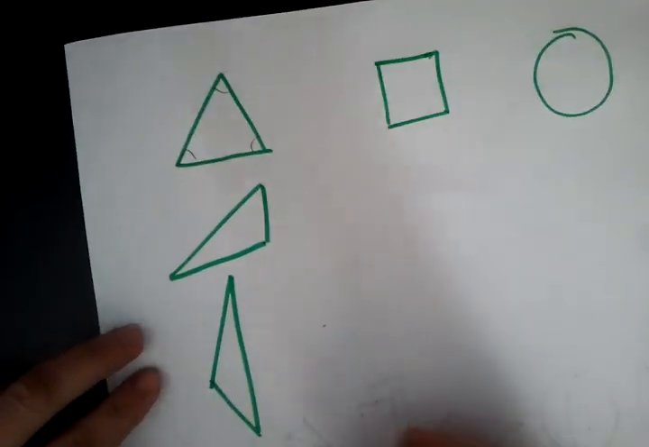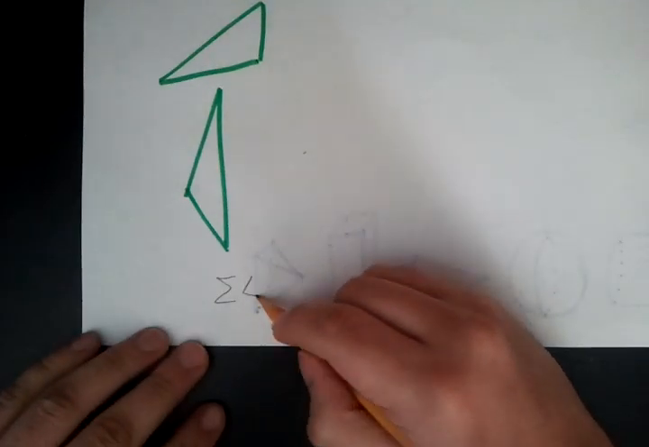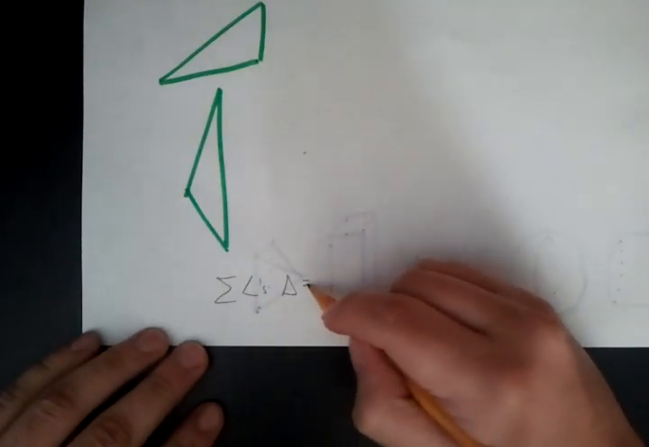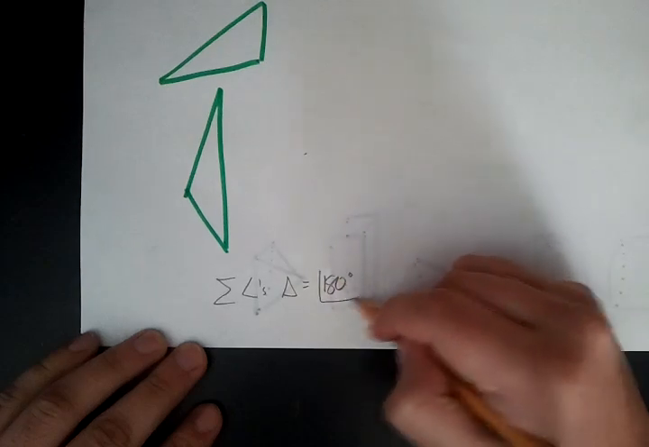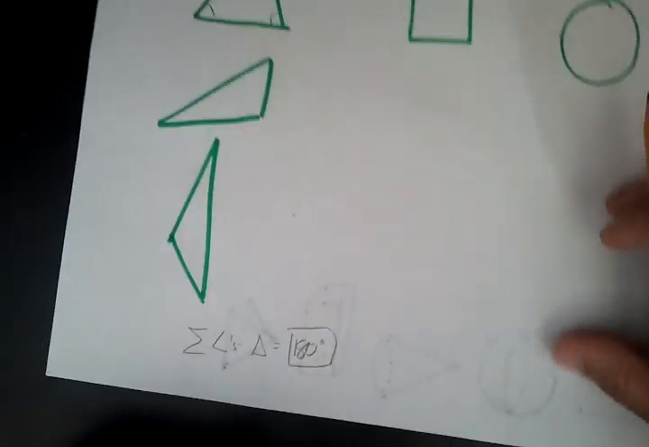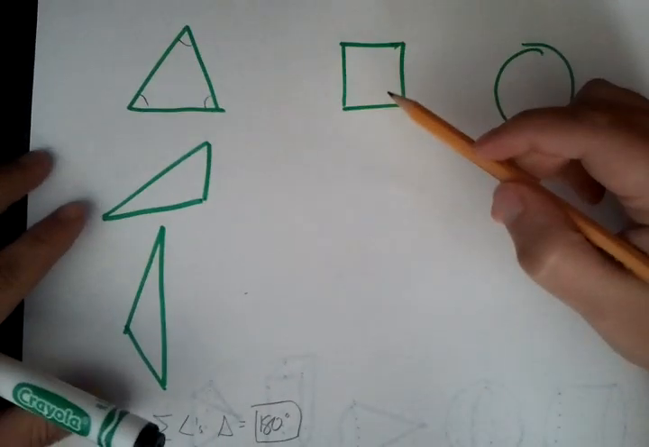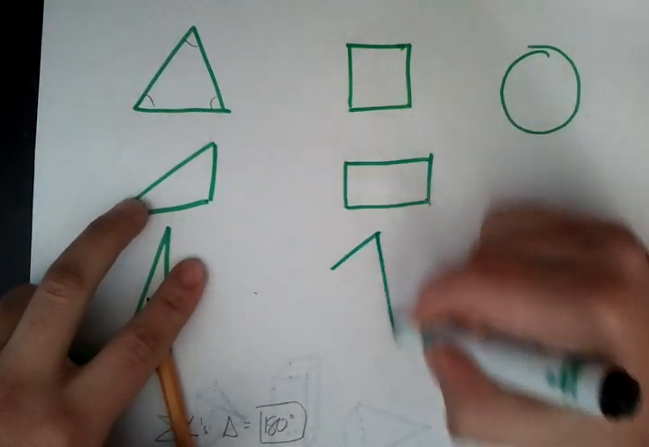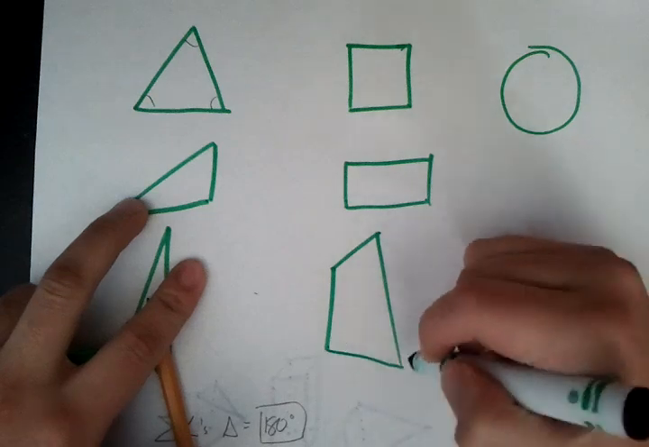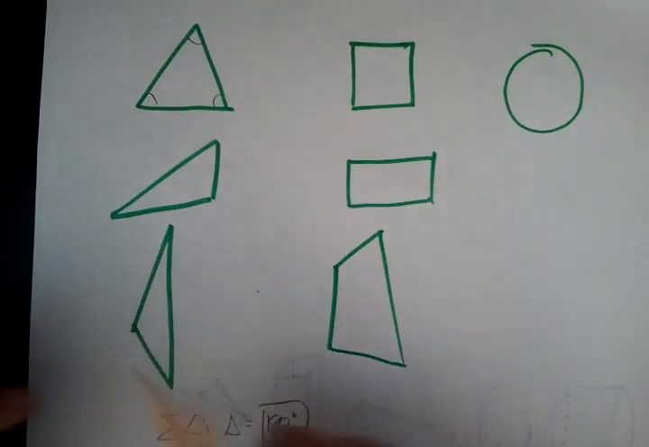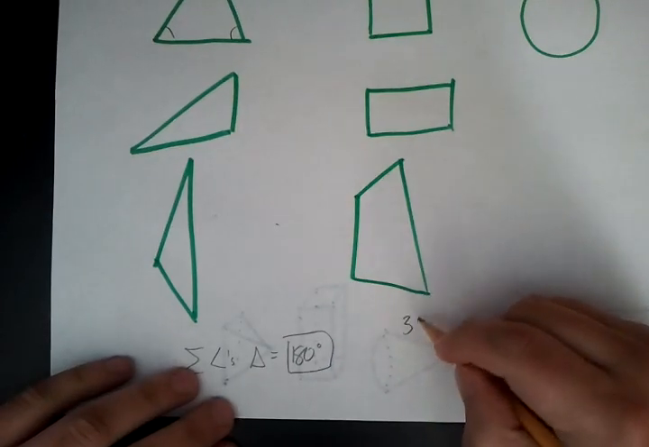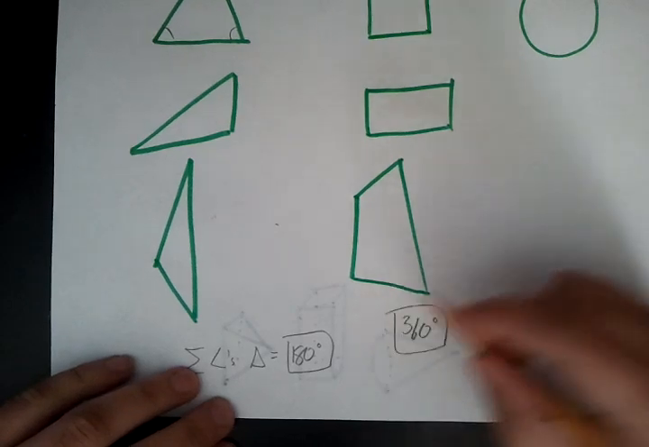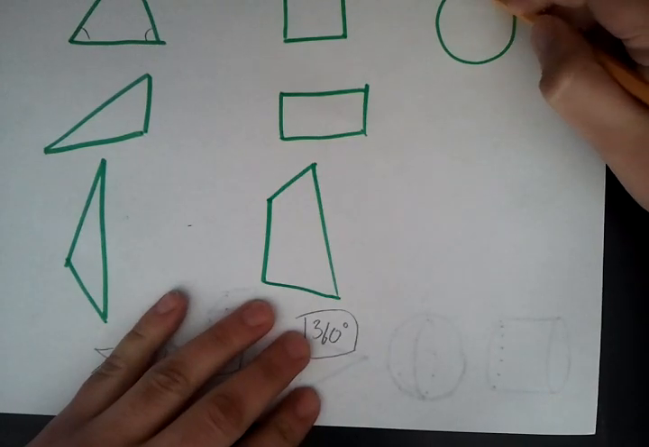And what's always true is that the sum, that's a sigma, of the angles in a triangle equals 180 degrees. There's always 180 degrees in a triangle no matter what. And for a quadrilateral, this is a square, but I could have drawn any quadrilateral. It could have been a rectangle, could have been something very irregular. But no matter how it looks, the sum of the angles is always equal to 360 degrees. And for a circle, the same thing applies.